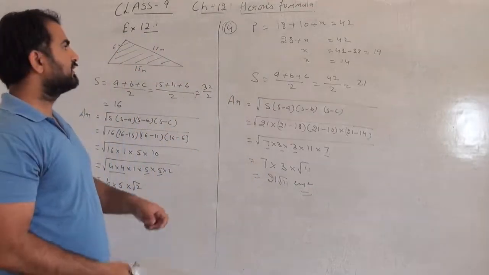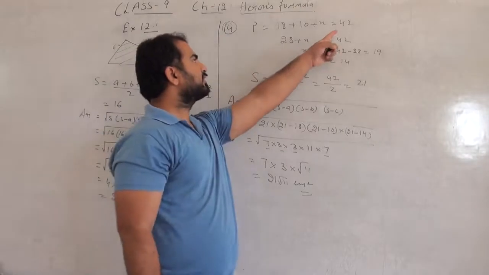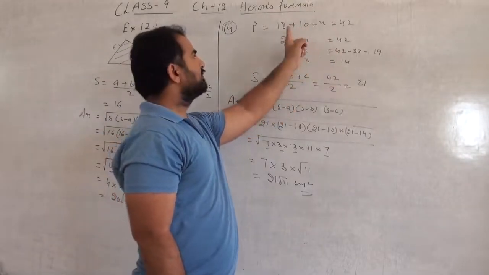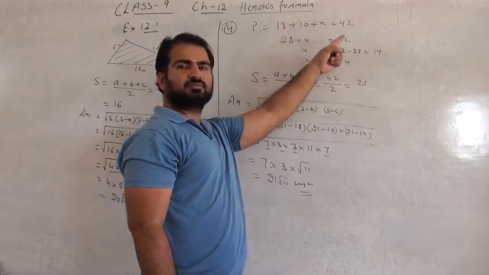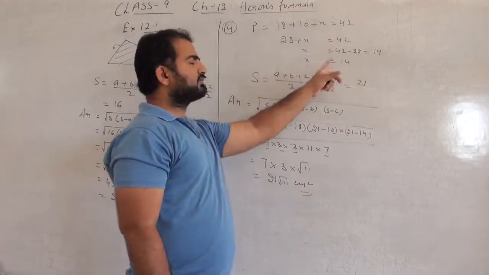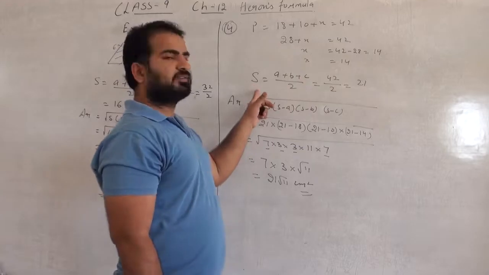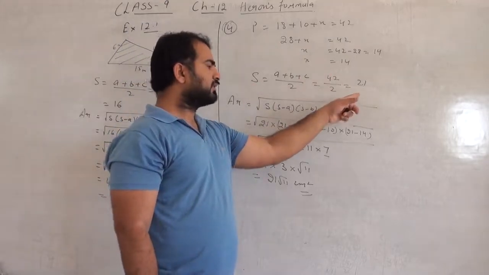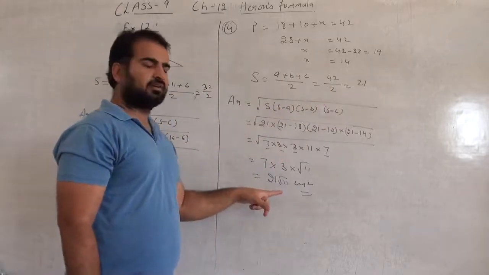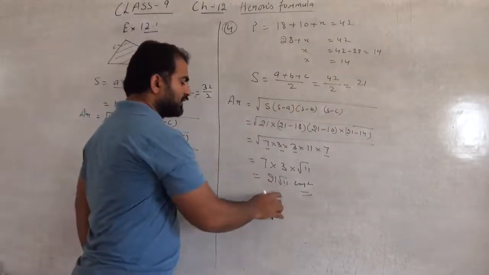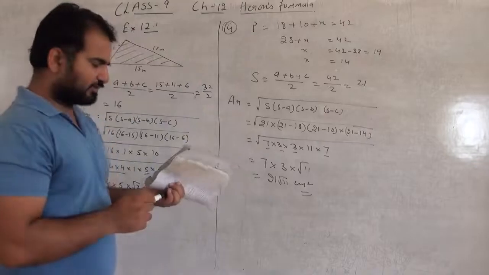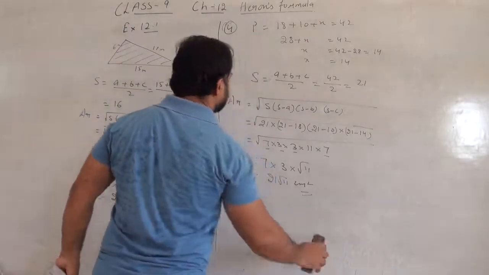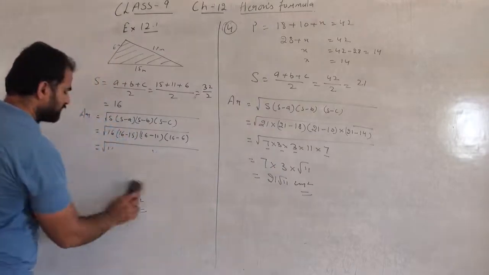Okay, so what we have done is the perimeter is already given and two sides are given. We have to find the third side. So 18 plus 10 plus x equals to 42 and we got x equals to 14. Then we have to find the semi-perimeter. Semi-perimeter is perimeter upon 2. We got it, and then after we got the area. It will be 21 root 11 centimeter square. Okay. So class, this is our question number 4. Next we will do question number 5.